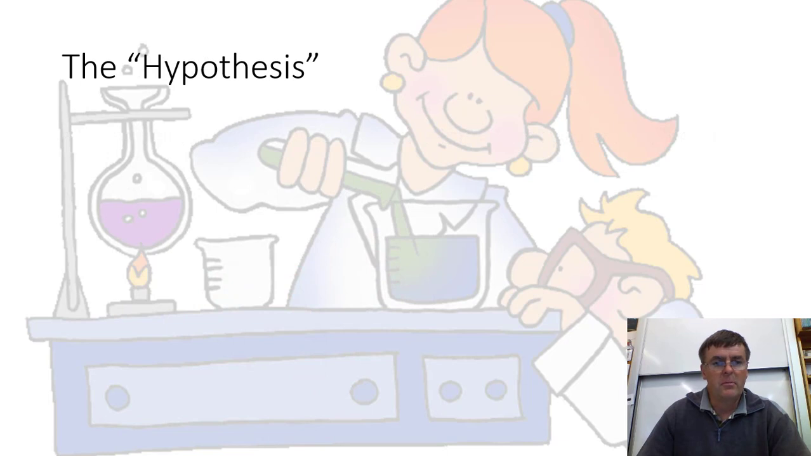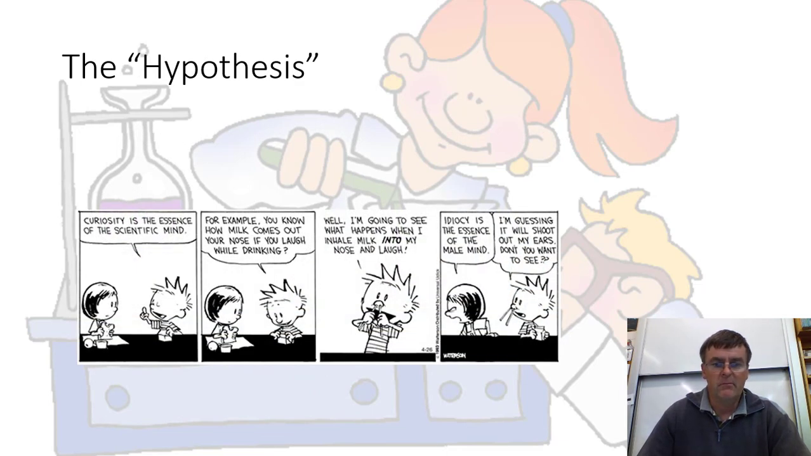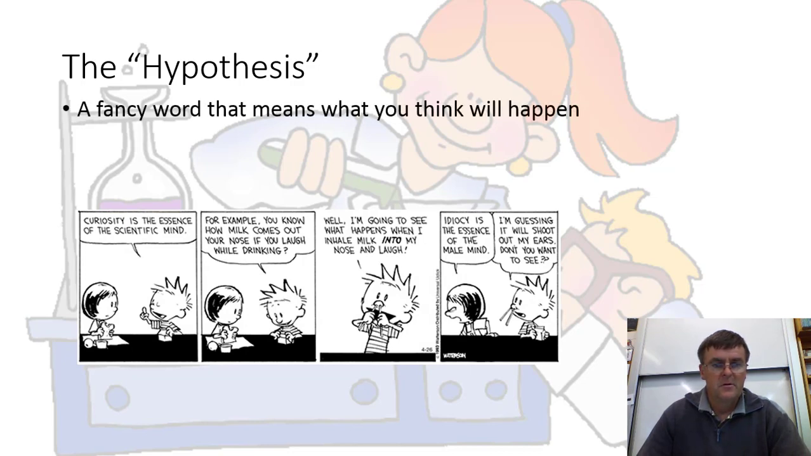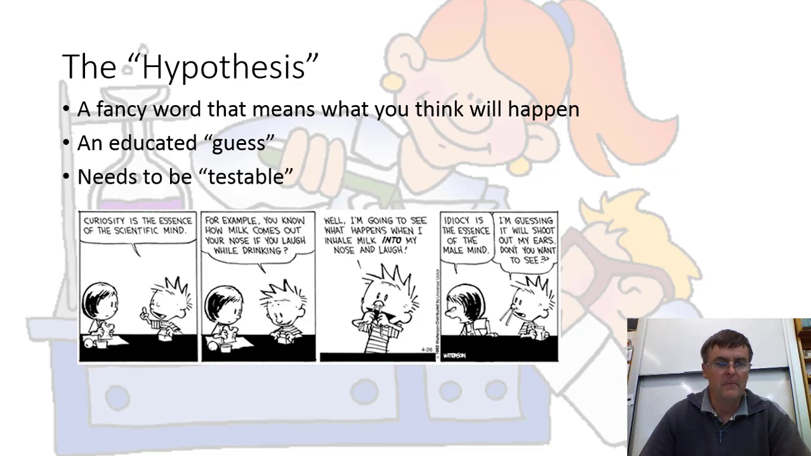I've already sort of come up with a bit of a hypothesis. It's a fancy word that means what you think's going to happen. I've sort of mentioned it with the cake idea: does changing the amount of sugar make the cake taste sweeter? Well, I think it will. I think more sugar will make it taste sweeter. So it's an educated guess into what's going to happen. You've got to be able to test it, so the amount of sugar. Somehow I've got to think of a way how I can actually test that in a cake.